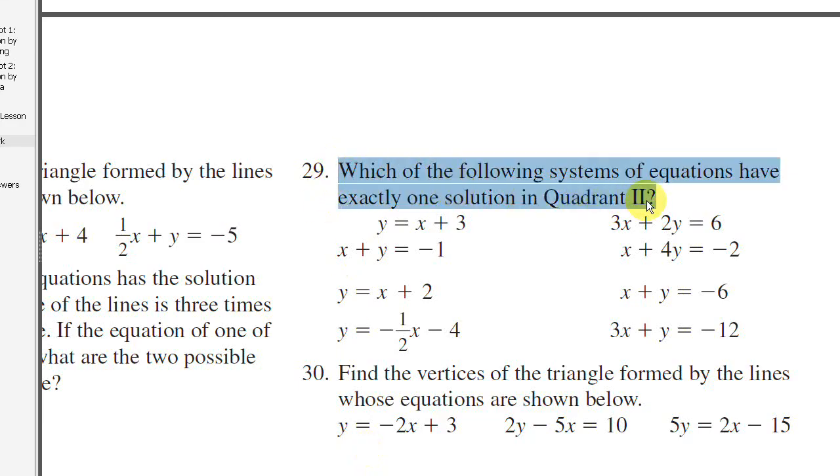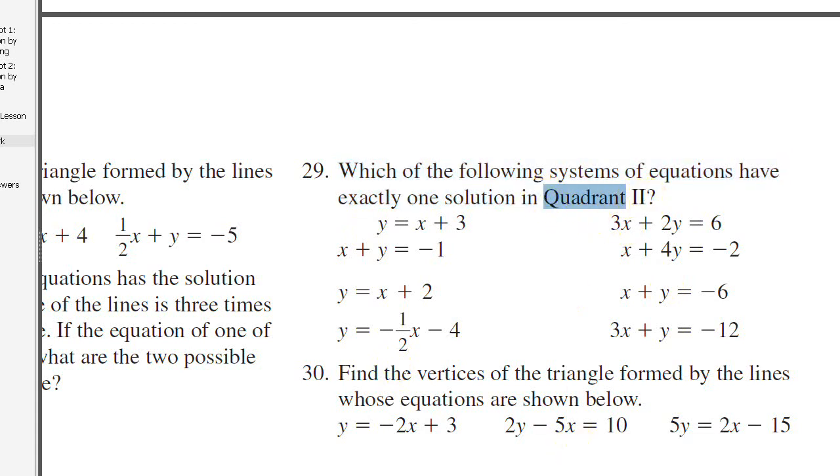Alright, here it is. It says, which of the following systems of equations have exactly one solution in quadrant 2? So you have one system here, another system here, a third system, and a fourth system. Really, you don't have to work 4 problems and determine which one is the answer, because it does say which of the following systems, which implies maybe that more than one system works. And you have to understand, what does quadrant 2 mean?